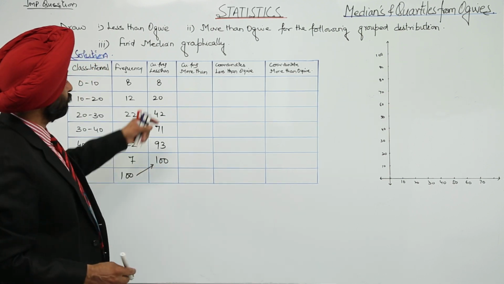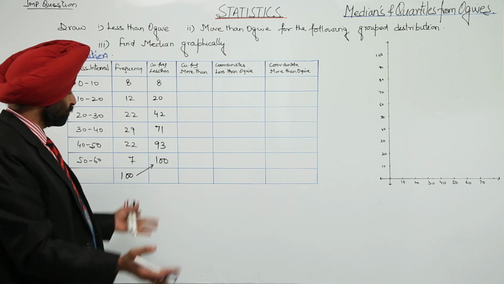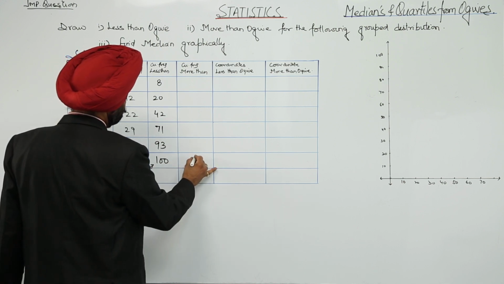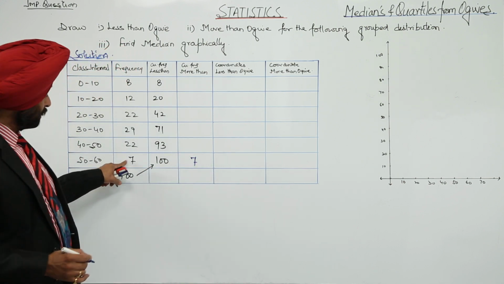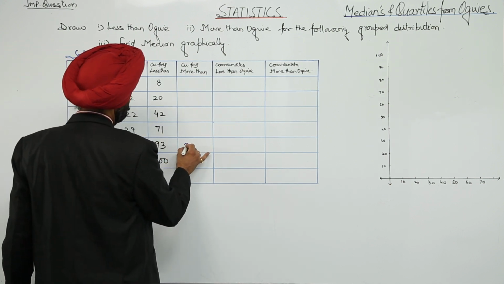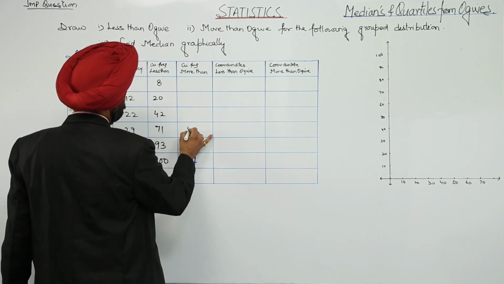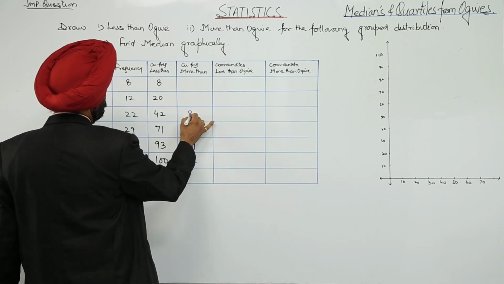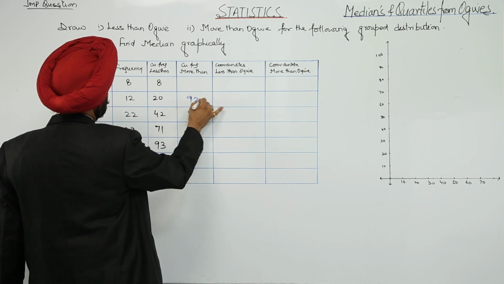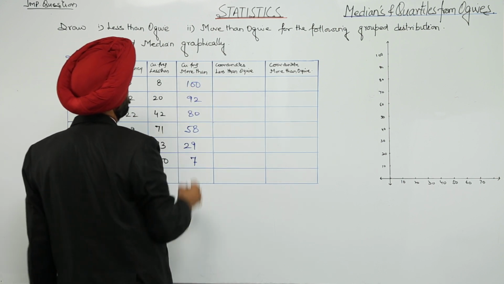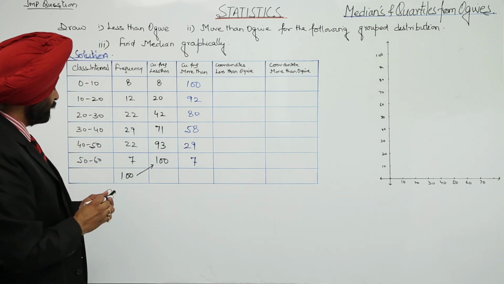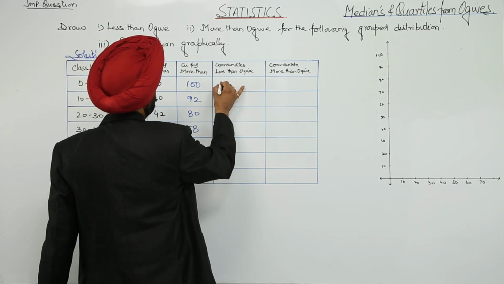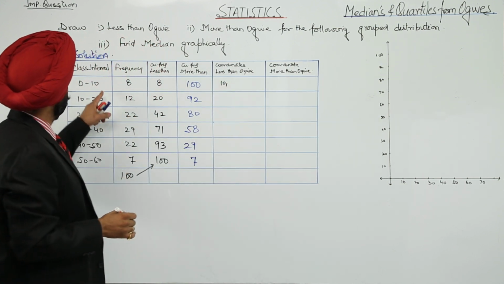Now, the cumulative frequency for more than. For more than, we start from the bottom. From the bottom it is 7, so we write 7 here at the bottom, then 29 plus 29 is 58, 80, 92, 100.